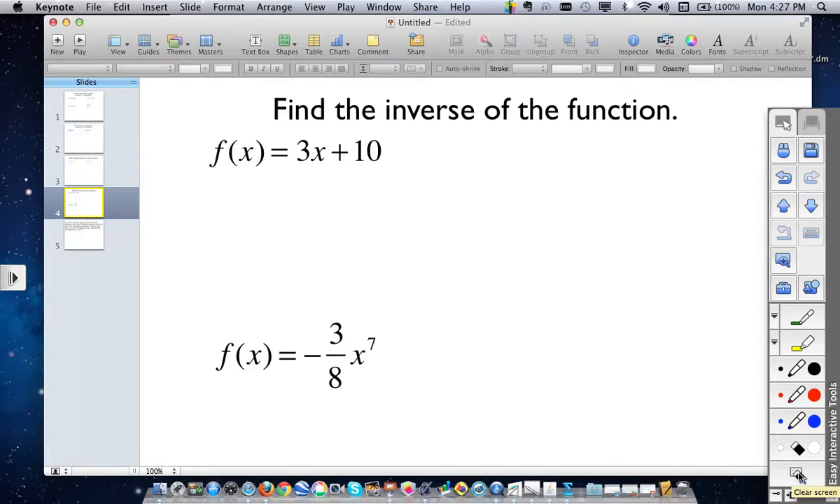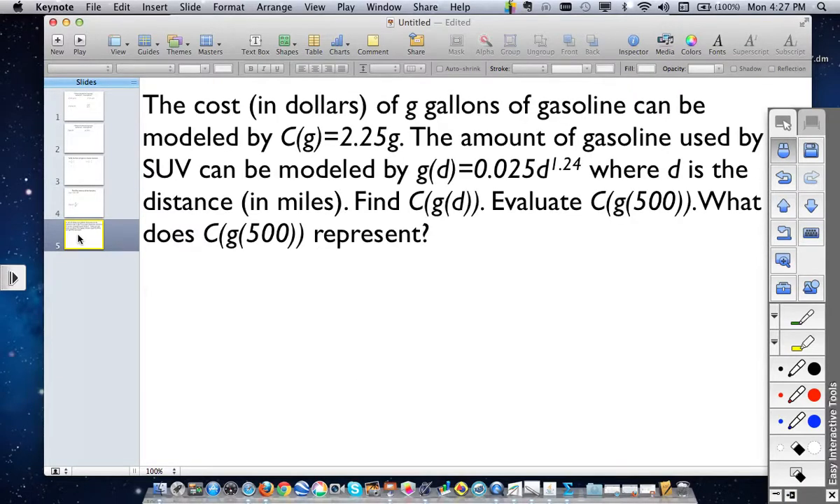And for our last question, the word problem. All right, the cost in dollars of G gallons of gasoline can be modeled by C of G is equal to 2.25 G. The amount of gasoline used by an SUV can be modeled by G of D is equal to 0.025 D to the 1.24, where D is the distance in miles. Find C of G of D and evaluate C of G of 500, and what does that represent?